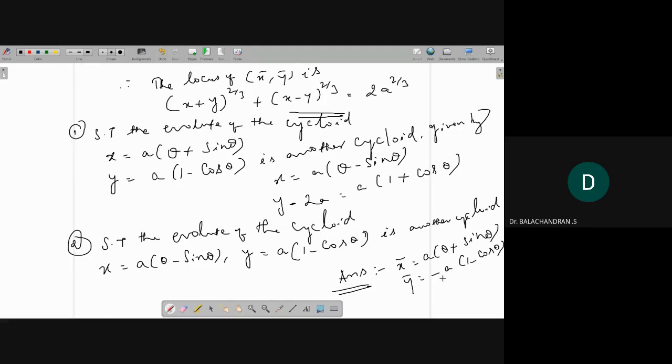Eliminating theta from these two is not easy, you can't do it. So that's why the final answer is: the locus of x bar, y bar is given by the parametric equation x is equal to a into (theta plus sine theta) and y equal to minus a into (1 minus cos theta), which is another cycloid. You should finish like this. So try to solve these two problems.